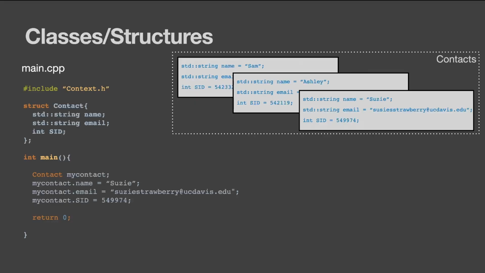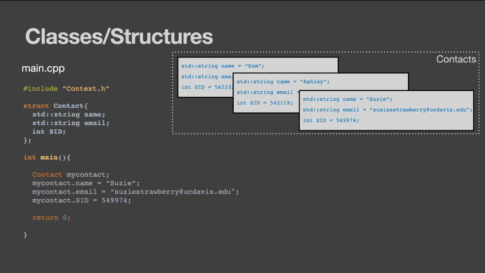Here's an example implementation of our address book. We've created a struct here called contact, and it has 3 data members. The first 2 are strings. We have the person's name and their email, and then we have an integer that gives their student ID. We've declared this struct and which data members it can potentially have. Here we have not initialized them, so they're just empty strings and an empty integer value for their student ID.